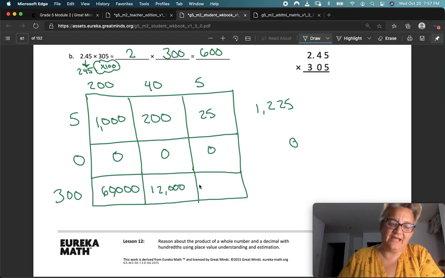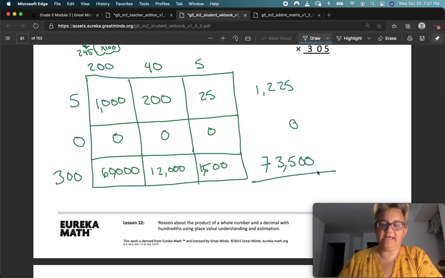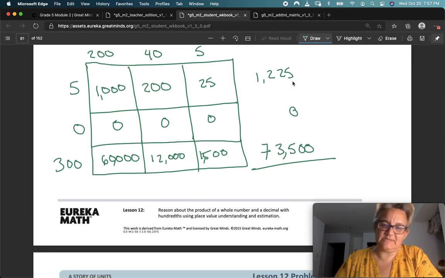And 300 times 5 is 1,500. Let's add that all up. That's going to give me, let's see, 7, 3, 5, 0, 0. Is that right? 60,000 plus 12,000 is 72,000 plus... nope, I did put the comma in the wrong spot. 73,500.